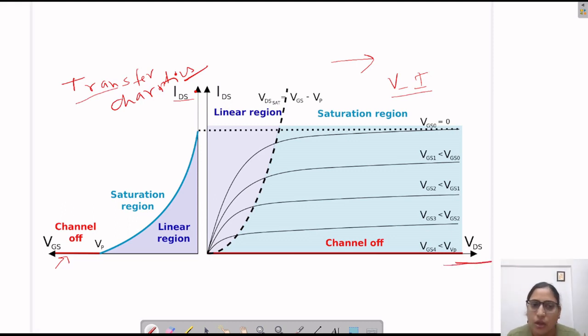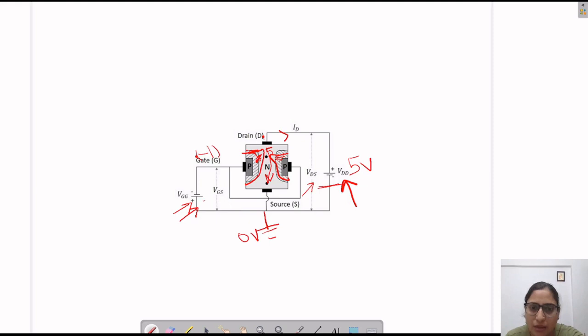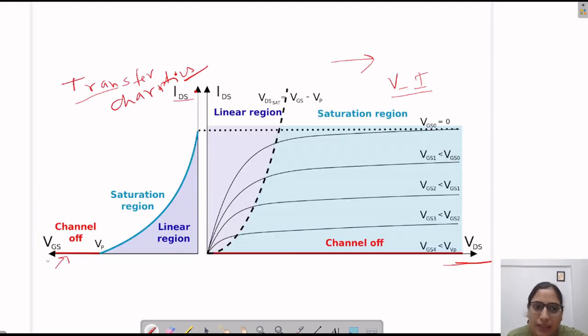Here VGS is the biasing voltage, which is similar to VGG, and VDS is our biasing voltage, which is similar to VDD. So these two voltages are there. In the output, if the graph of output current IDS is drawn against VGS, we call it transfer characteristic. And if the graph is drawn between IDS and VDS, it is the VI characteristic.